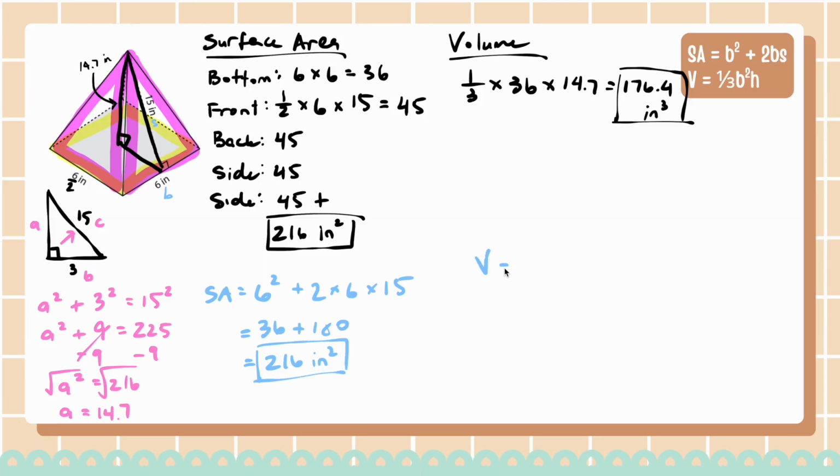For the volume, we're going to start with 1/3 times our b squared, again, is going to be 6 squared, times h. H in this case was the height of the pyramid, which we solved for. So this is our height. And so we're going to plug in 14.7. All of this multiplied, again, gets me 176.4 inches cubed. And that's how you solve for the surface area and volume of square pyramids when missing a side length.